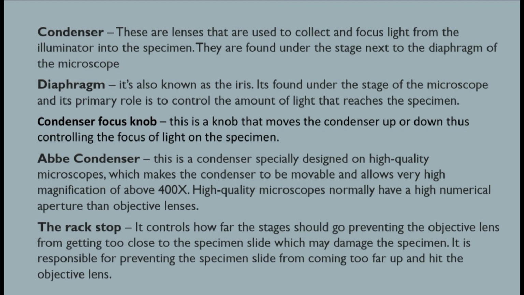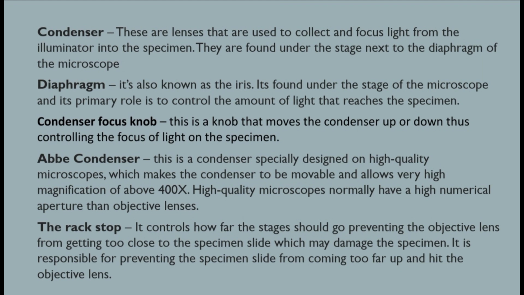They are found under the stage next to the diaphragm of the microscope. Number 10 is the diaphragm, also known as the iris. It's found under the stage of the microscope, and its primary role is to control the amount of light that reaches the specimen. Number 11 is the condenser focus knob. This is the knob that focuses the condenser up or down, thus controlling the focus of the light on the specimen.